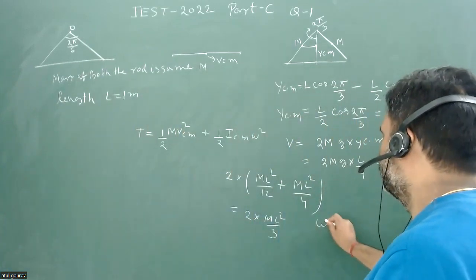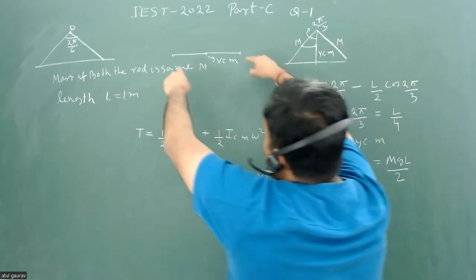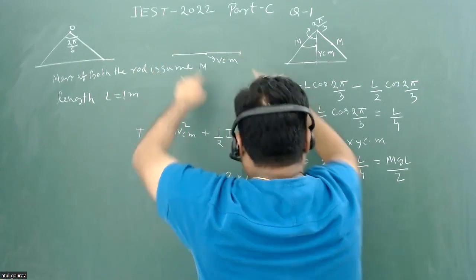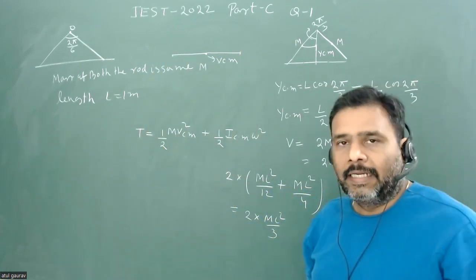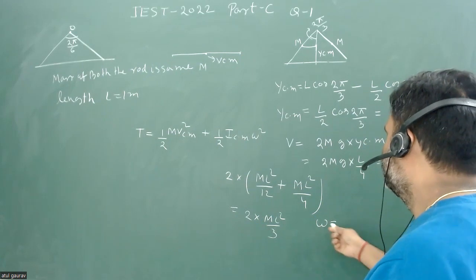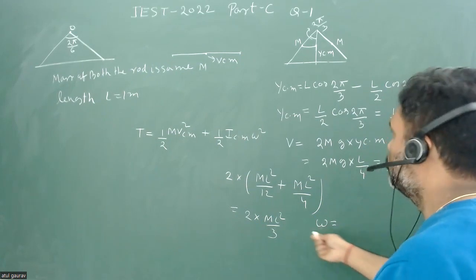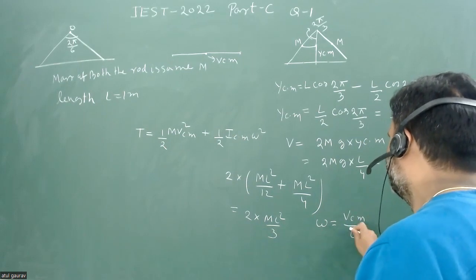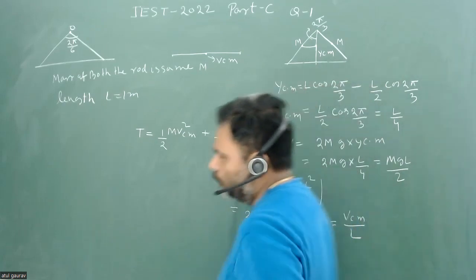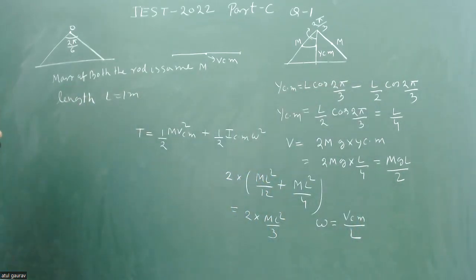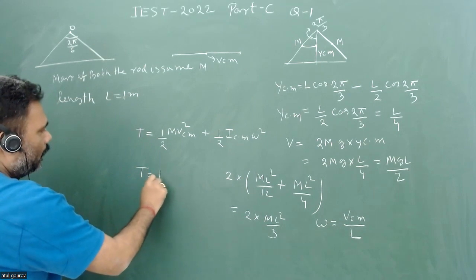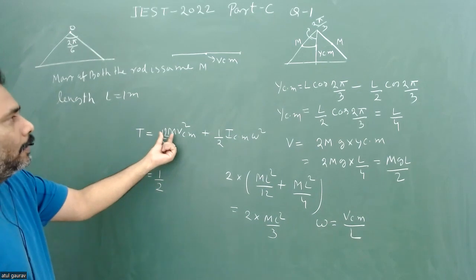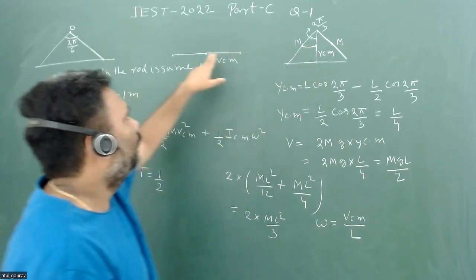We can easily calculate our omega. At the point when the rod is just going to touch the surface, these 2 points are stationary, so we can assume this is something like pure rotation. So we have VCM equal to omega into R, so omega will be VCM by L. Now we will put it here. So this will be half, and this will not be m, this will be basically 2m. Why? Because the whole mass is concentrated at the center of mass.